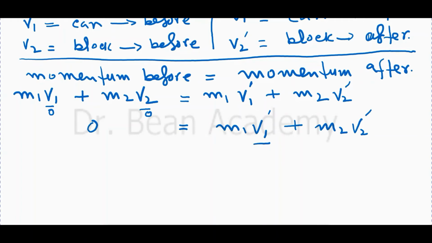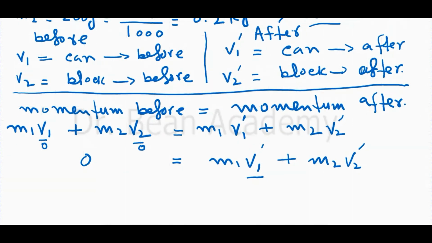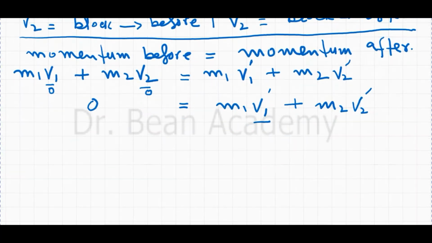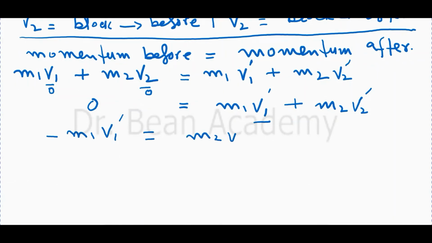I am interested in finding v1 prime, the velocity of the can after the explosion, so I will just isolate it. I will bring this term onto the left side. It will become negative m1 v1 prime equals m2 v2 prime. So I will write it as v1 prime equals negative m2 v2 prime divided by m1.